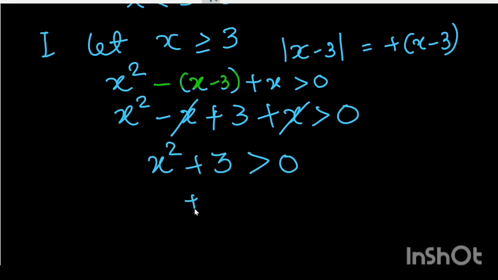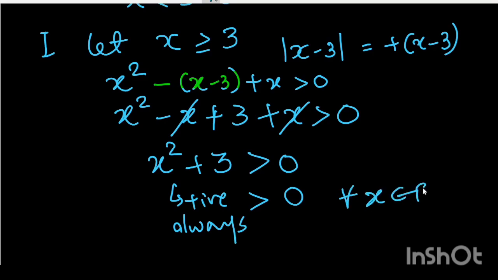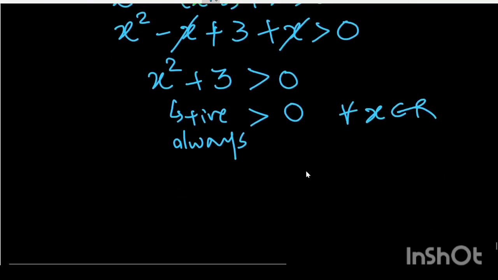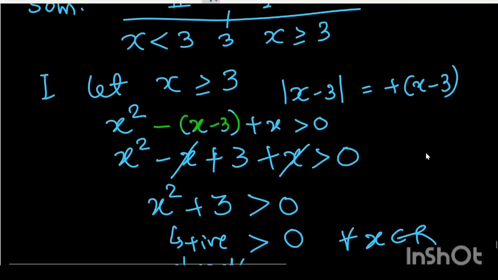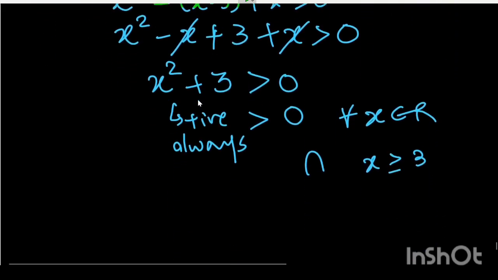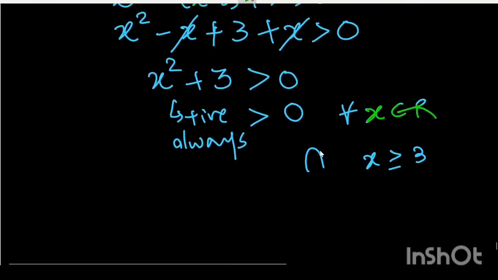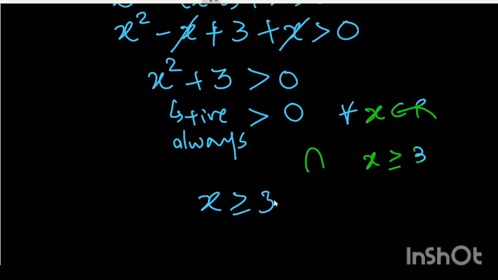Minus x plus x cancels out, x square plus 3 greater than 0. X square plus 3 is a positive value which is always greater than 0. This is positive always, so it is greater than 0 for all x belonging to R. So for all x belonging to R, we need to take the intersection with x greater than or equal to 3. This is what we assumed in the beginning. If you take their intersection, you will get x greater than or equal to 3. This is answer 1, the answer obtained from case 1.